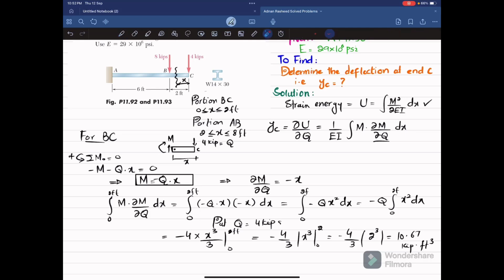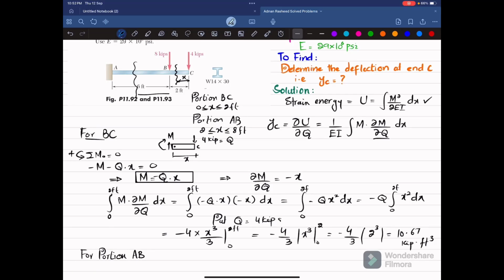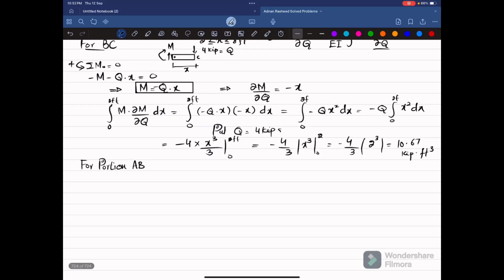Now we have found this term only for portion BC. What we will do is that we will find the same thing for portion AB. So we will cut this beam anywhere, this distance will be equal to x there, and we will draw the free body diagram. So let me draw it first. This is your point C, where you have the 4 kips load, and that is taken as Q. Clear? And this is your point B, where you have the 8 kips load. Clear? The distance between A to B to C is 2 feet, and the total distance is taken as x.